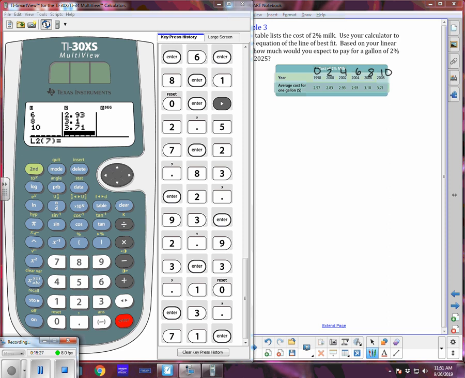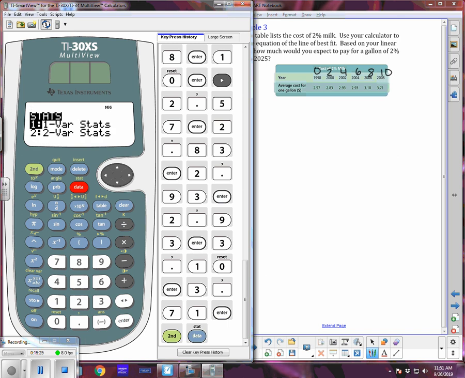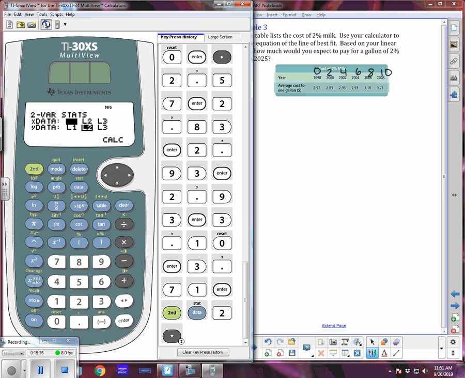So once those values are in there, press second and data. Remember, we hit second option for two variable stats, and then go down to calculate. You're going to keep scrolling until you find A, B, and R.